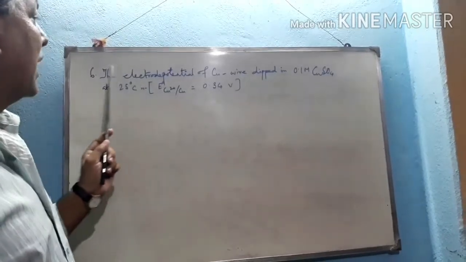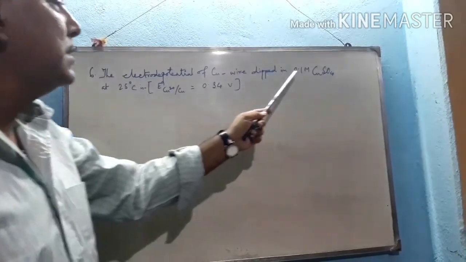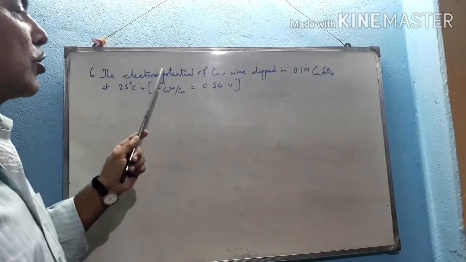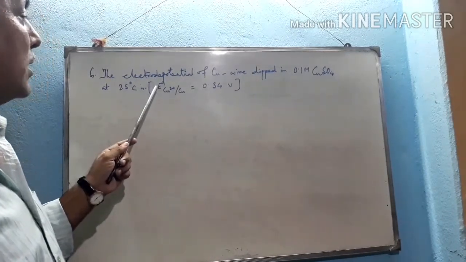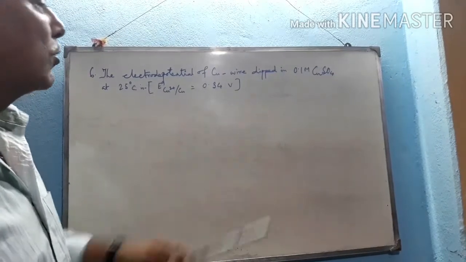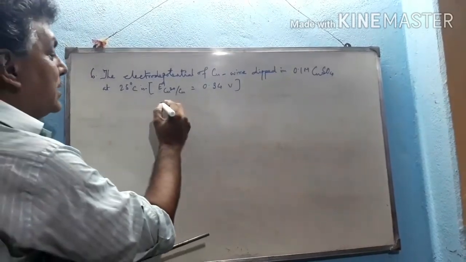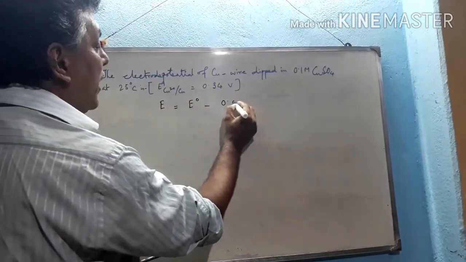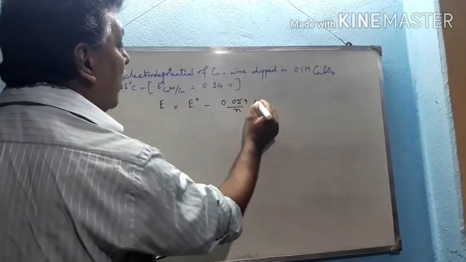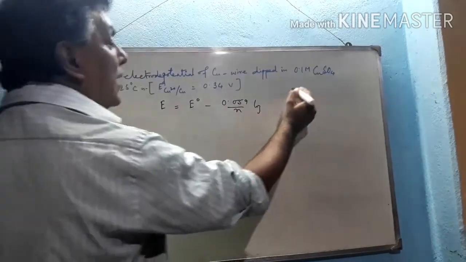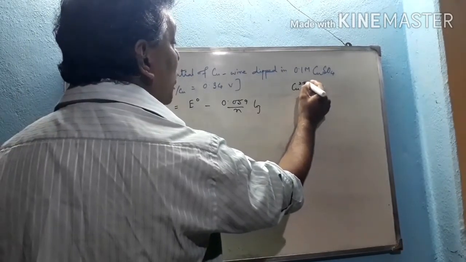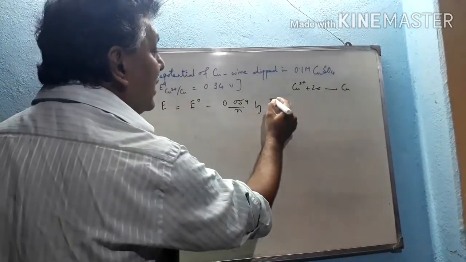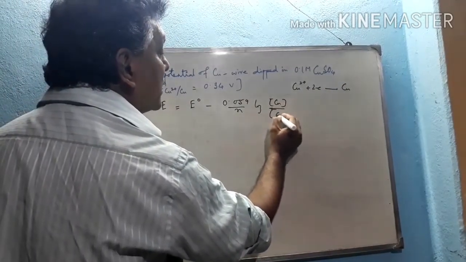Question number 6. The electrode potential of copper wire dipped in 0.1 molar copper sulfate solution at 25 degrees centigrade is. We have to calculate the electrode potential of copper wire, given that the reduction potential E0 of copper is 0.34 volt. Now according to the Nernst equation, we can write E equals E0 minus 0.059 by n log product by reactant. Now the reaction for this reduction process is Cu2+ plus 2e- gives Cu. So product here is the copper and the reactant here is the Cu2+.